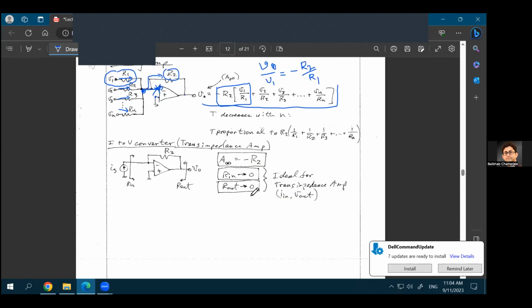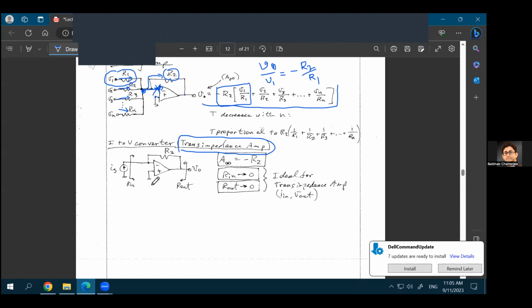All right. So similarly, the next configuration is called a current to voltage converter. Or you'll see this in some books that it will be called a trans-impedance amplifier. Why trans-impedance? Because it transfers your input current to an output voltage. So current being converted to a voltage, so your output over input is voltage over current, which is impedance or resistance. So that's why it is called a trans-impedance amplifier, that your output is voltage and input is current.